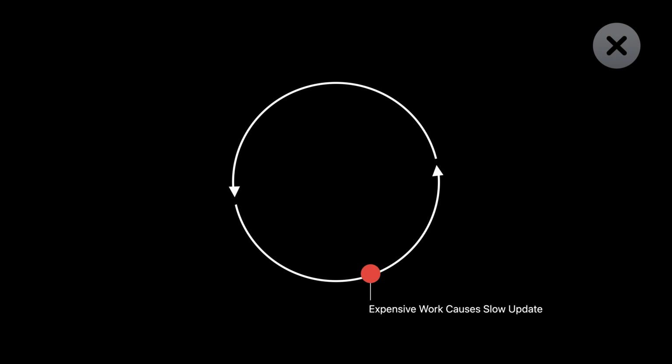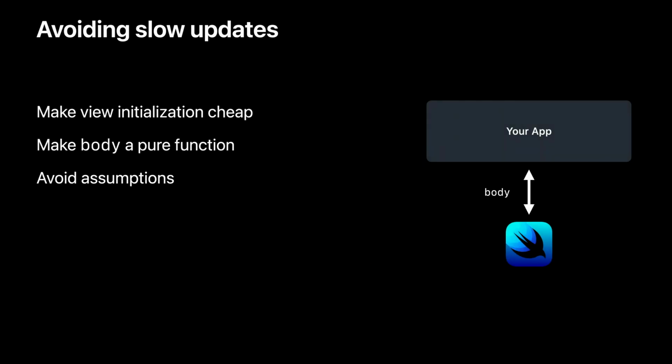So how do you avoid slow updates? Well, the first thing you can do to avoid slow updates is to ensure that your view initialization is cheap. A view's body should be a pure function, free of side effects. That means you should simply create your view description and return. No dispatching, no other work. Just create some views and move on. Avoid making assumptions about when and how often body is called. Remember, SwiftUI can be pretty smart sometimes, which means it might not call body in line with your assumptions.